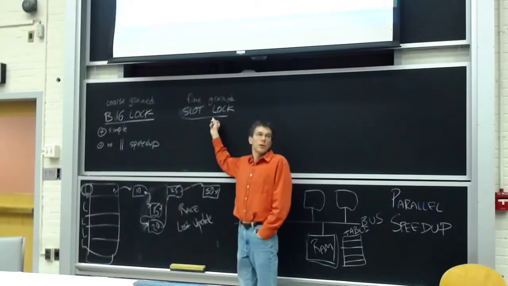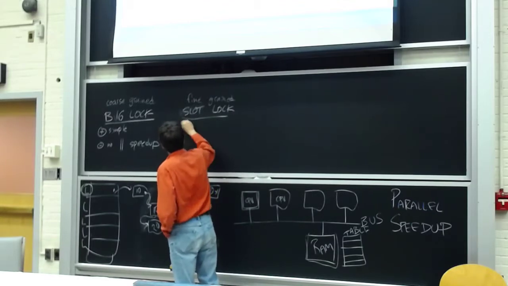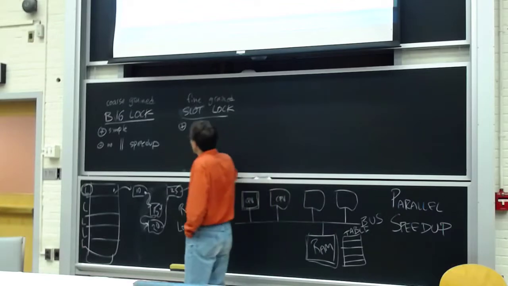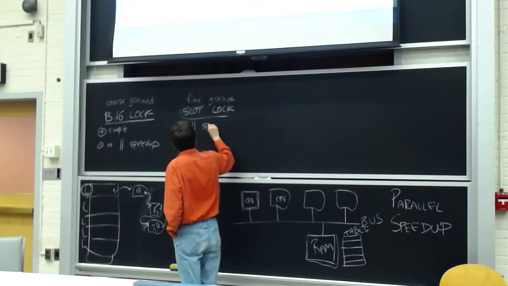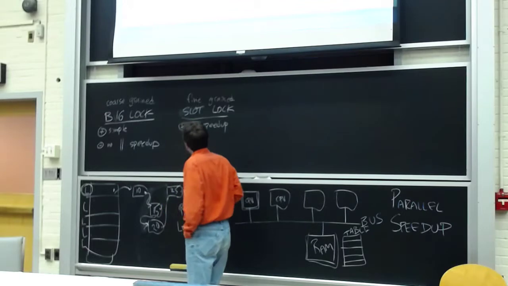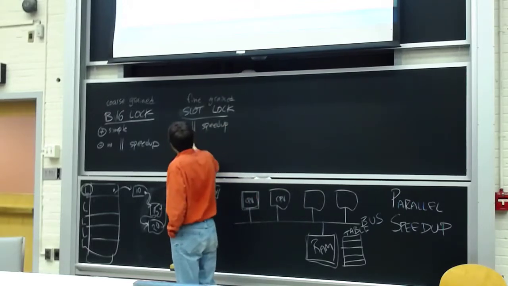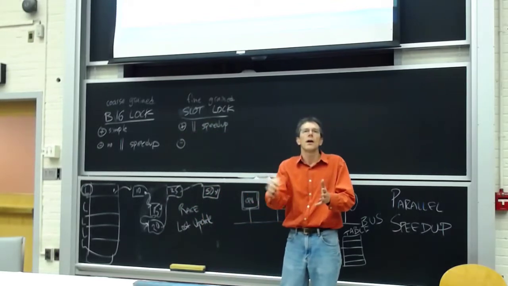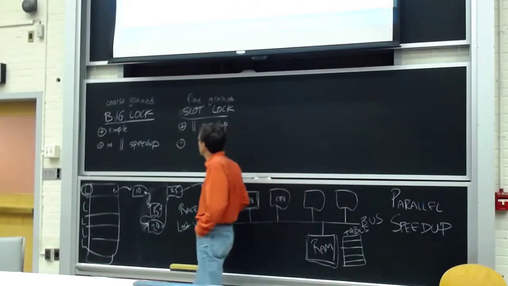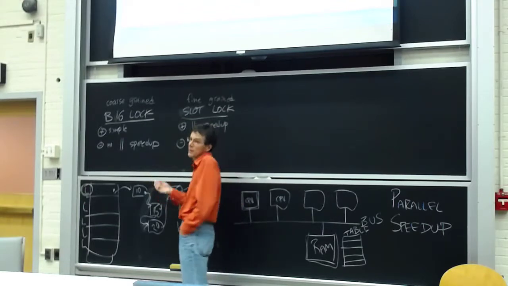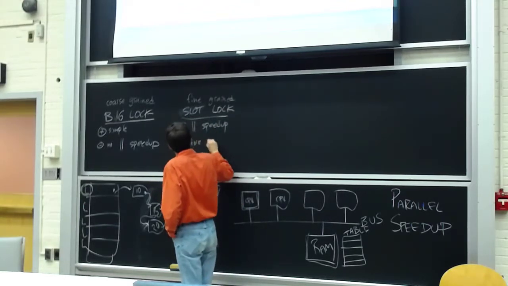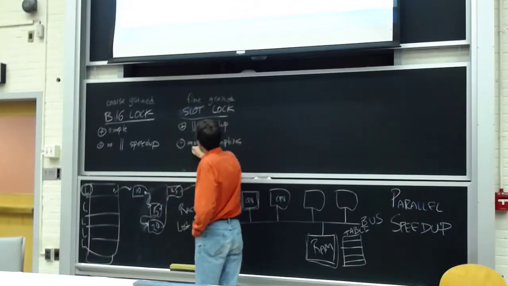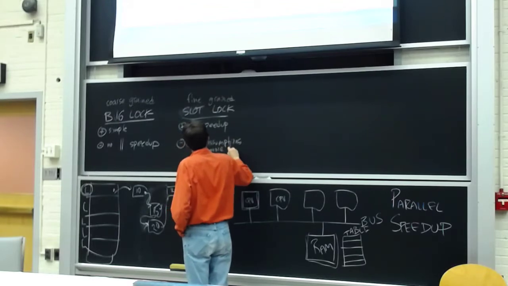So with the lock per slot, the big plus of finer-grain locks is that we might actually get parallel speed up. And the minus is that there are more assumptions on how the code works. So if somebody decides to modify our hash table package to grow the hash table, it's all of a sudden going to break the code. So more assumptions, which means more bugs.